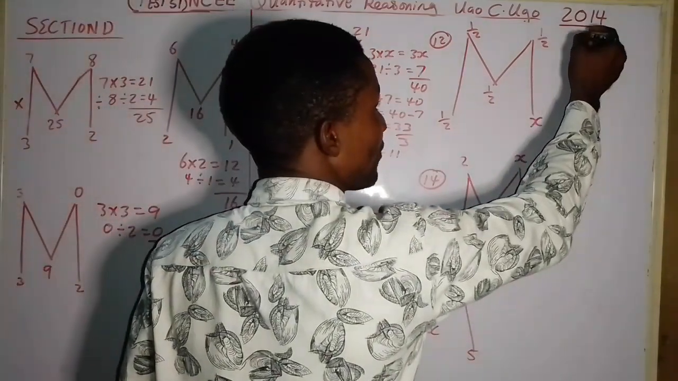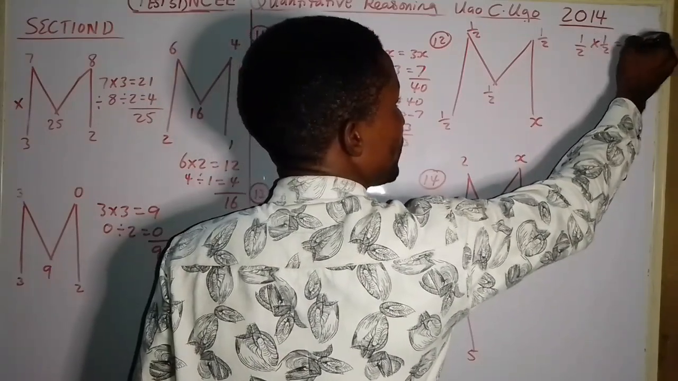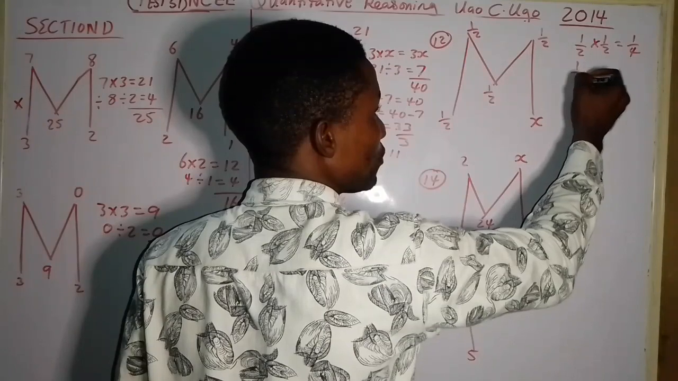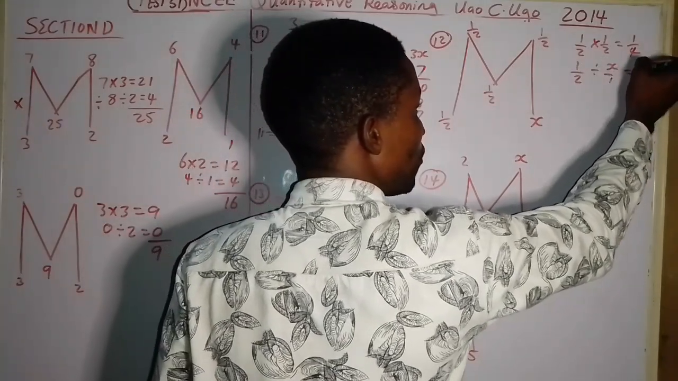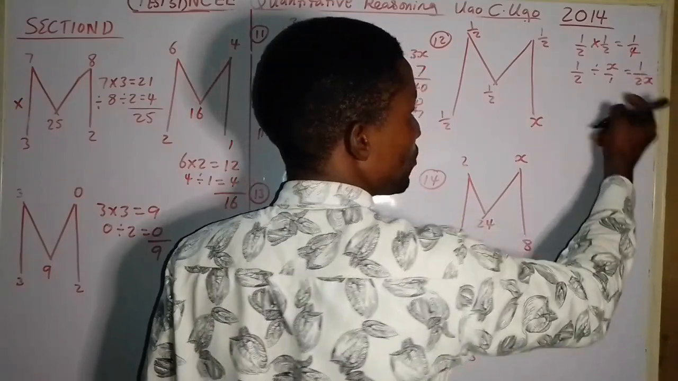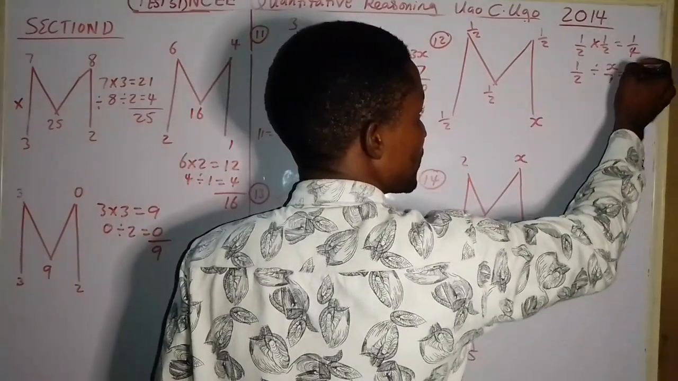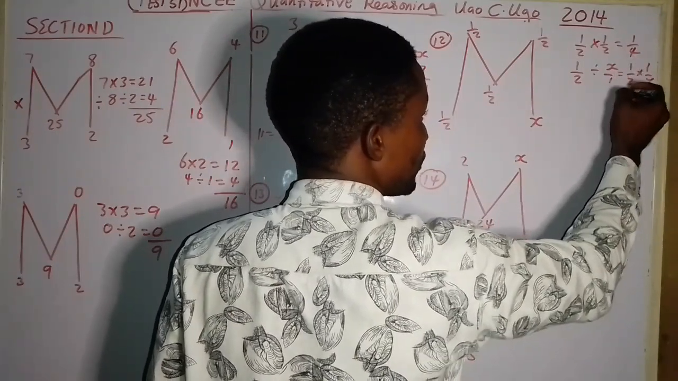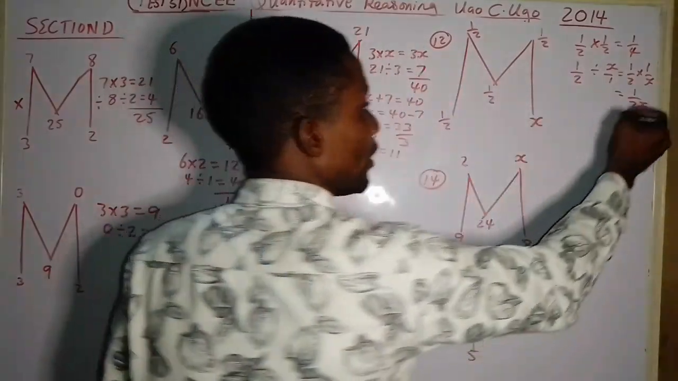Question 12, we have 1 over 2 times 1 over 2. And this is going to give us what? 1 over 4. So the next thing we need to do is 1 over 2 divided by x over 1. And this is going to give us 1 over 2x. Don't forget, we need to change it. We have 1 over 2 times 1 over x. So this is going to give us 1 over 2x.